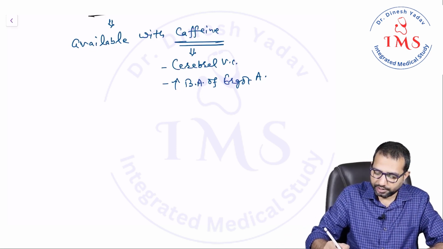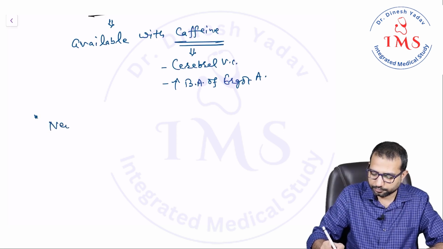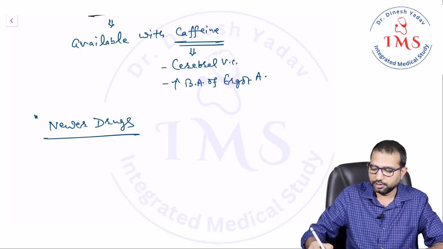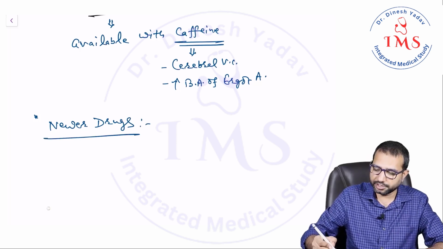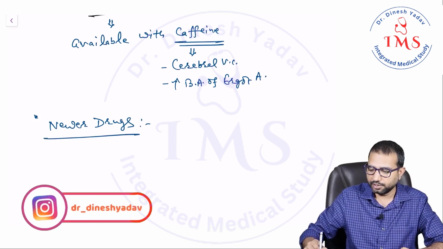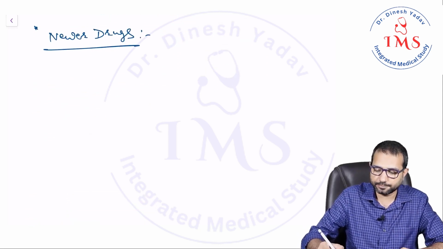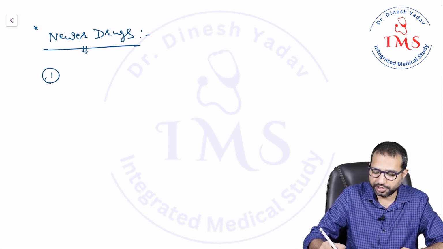Then guys, some newer drugs are also available, some newer drugs for terminating the migraine headache. Among the newer drugs for terminating the migraine headache, one important class is the meditans. One important is meditan, that is a 5-HT1F agonist.